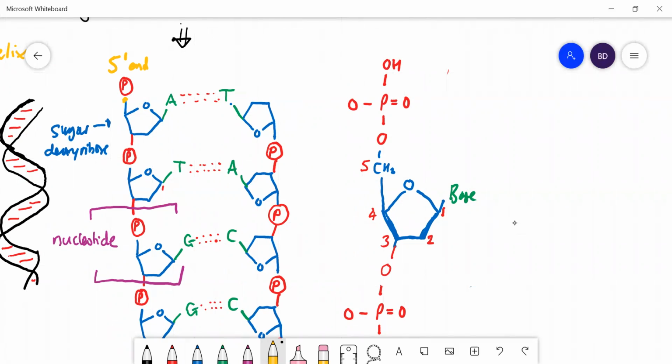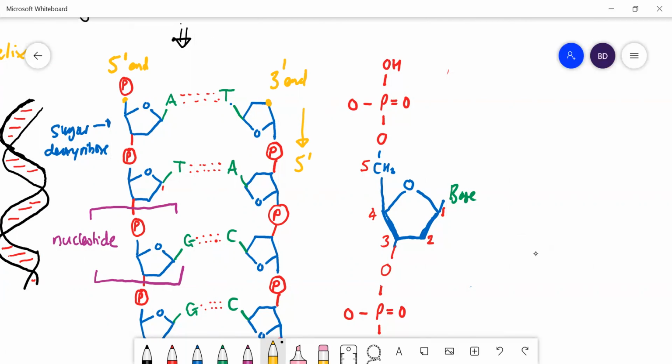Whereas if you look at the other strand, that carbon there is carbon atom number 3. So that's called the 3' end. So this strand is running 3' to 5', and the other one is running 5' to 3'. So they're anti-parallel strands.